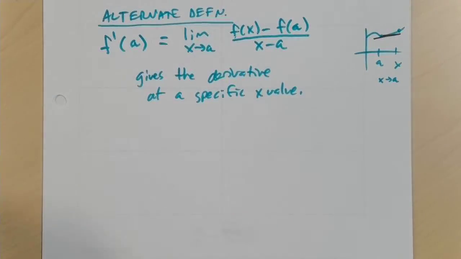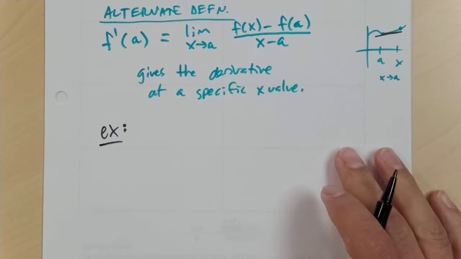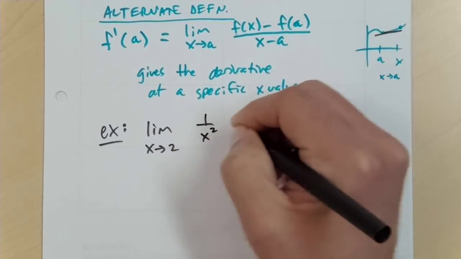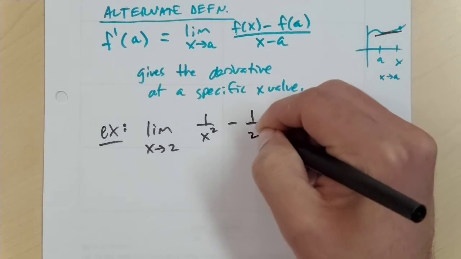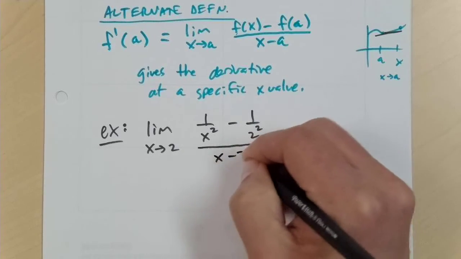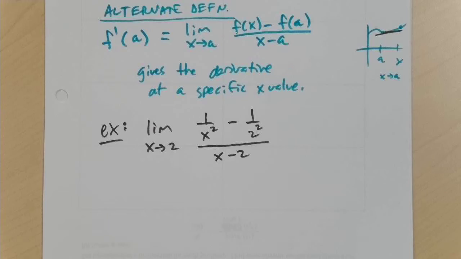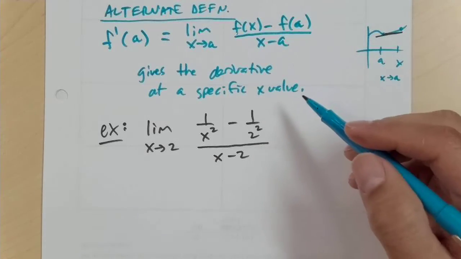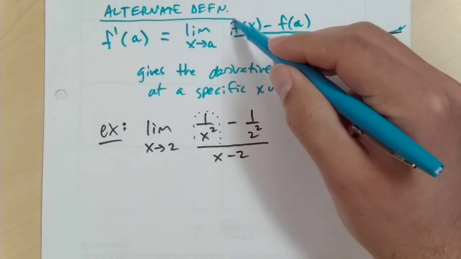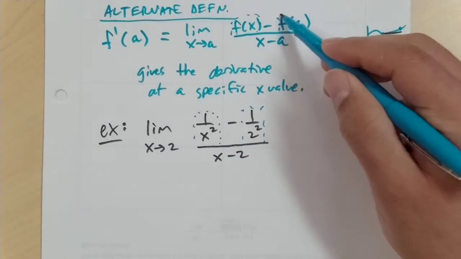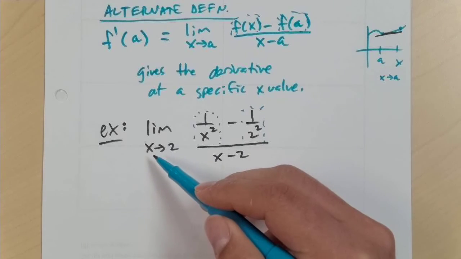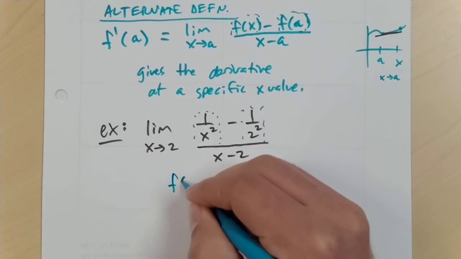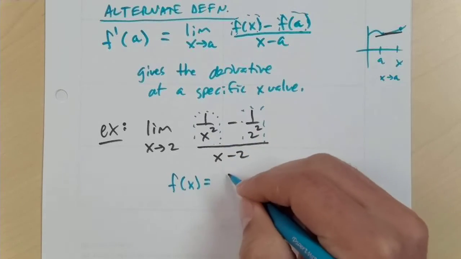Okay, so for example, we have the limit as x approaches 2 of 1 over x squared minus 1 over, let's say, 2 squared, all over x minus 2. Okay, so look at the similarities between this and the alternate definition here. This looks like f of x. This looks like f of a. In other words, we plugged in 2. You see what I'm saying? And then obviously down here, this matches x minus a, x minus 2, right? So we can assume that f of x is this function right here, 1 over x squared.